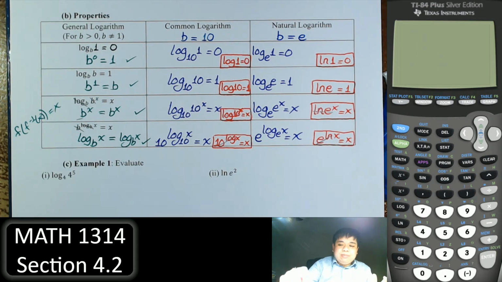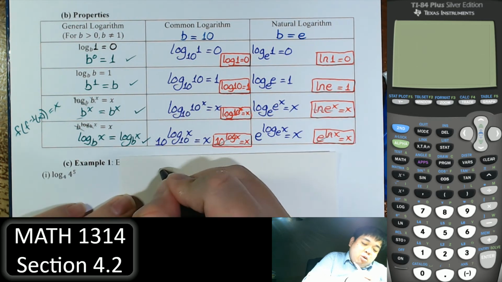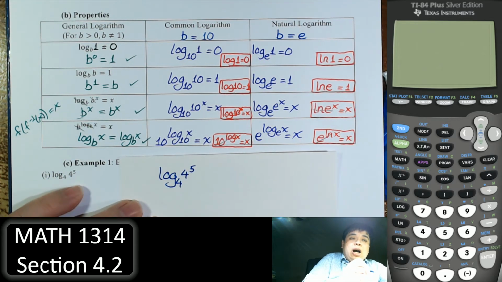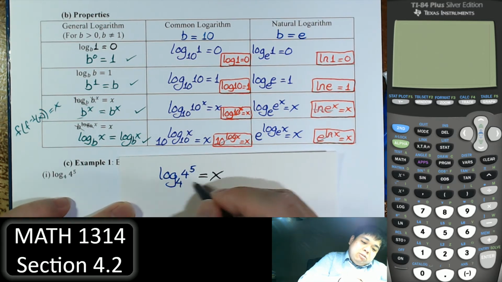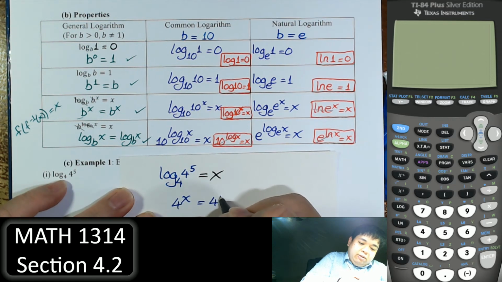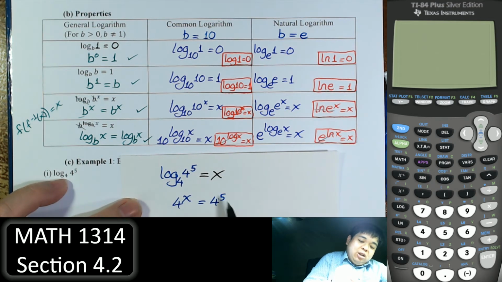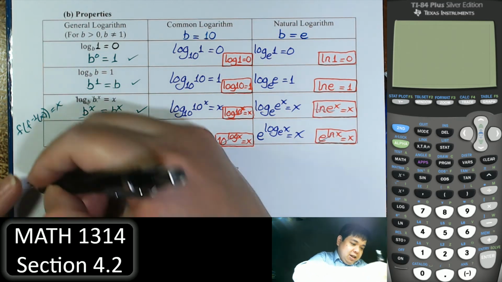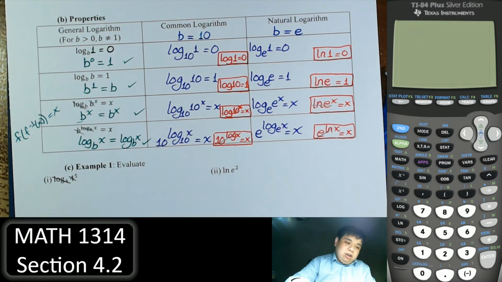By the way, bottom line is, if we don't remember any of these properties, we can always write that equal to x, and then swap to exponential form, 4 to the x power equals 4 to the 5th. So we swap to exponential form, and then we say x equals 5. But the base is 4 of the log, and the 4 here cancels out. That's just equal to 5.